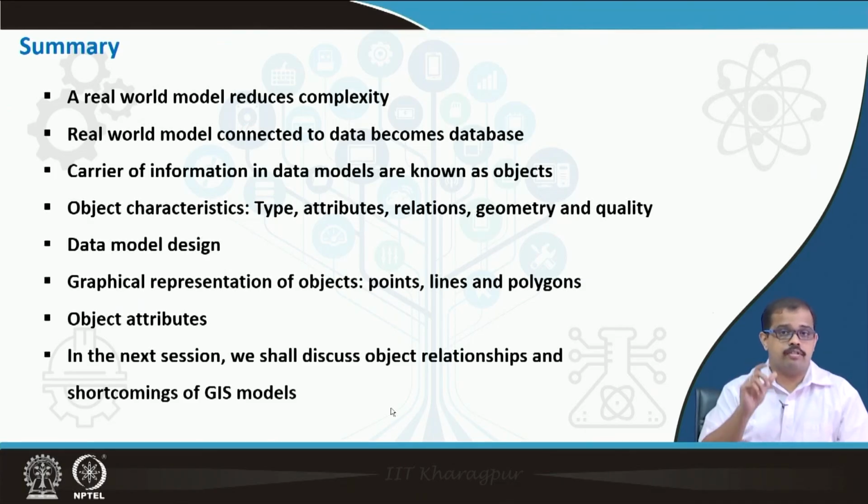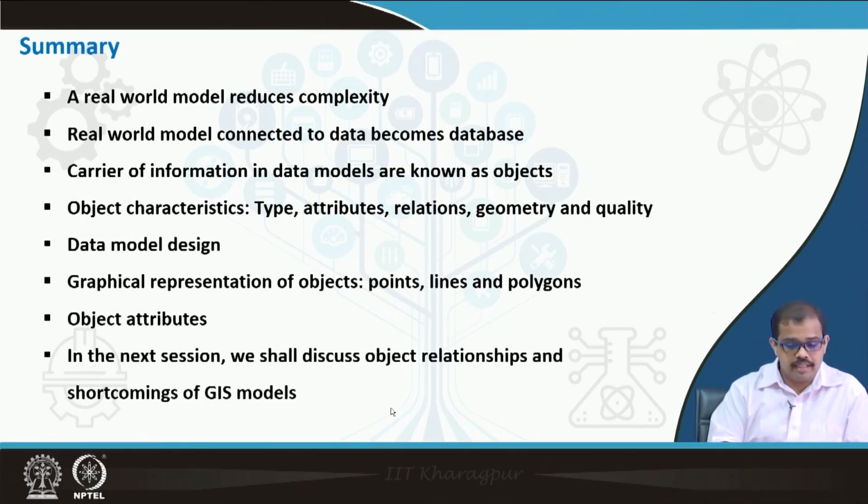I spoke about the point, line and polygon. These represent different information, different sizes of information, different entities of information. So these have different kinds of information embedded. Then we have object characteristics, for example, the type, the attributes, the relations, the geometry and the quality. So these are the different object characteristics.